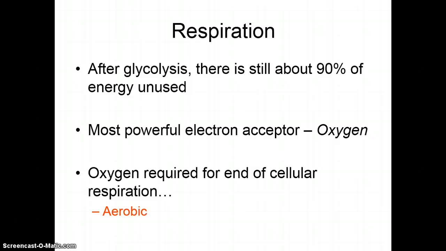So now the products from glycolysis, the pyruvic acid, the 4 ATP, and the high energy electrons enter into the Krebs cycle. The most powerful electron acceptor is oxygen. So in order for the next part of respiration to take place, oxygen must be present. This is an aerobic process. From here on out, the Krebs cycle and the electron transport cannot happen without oxygen because they are needed to receive those high energy electrons.